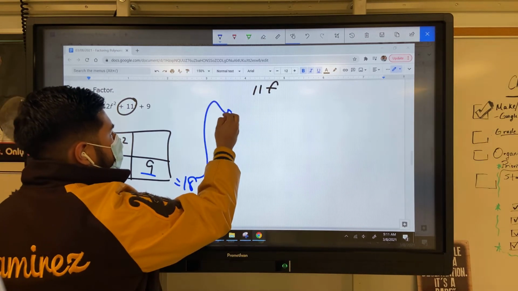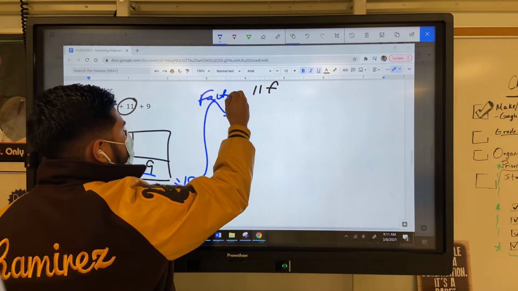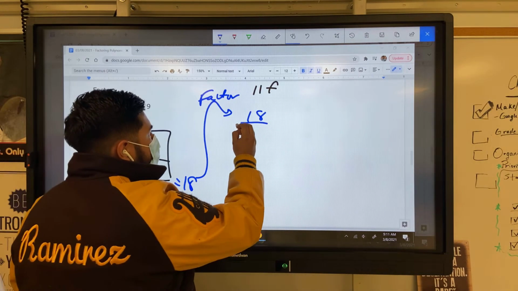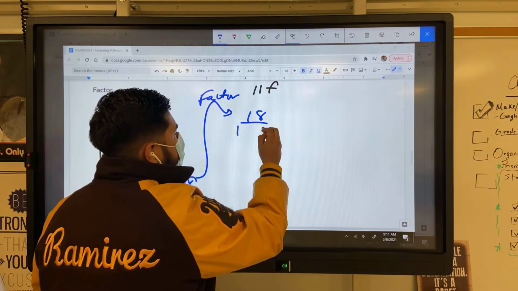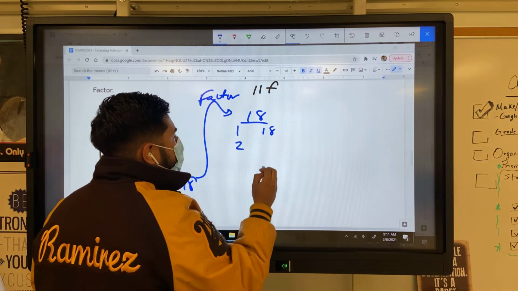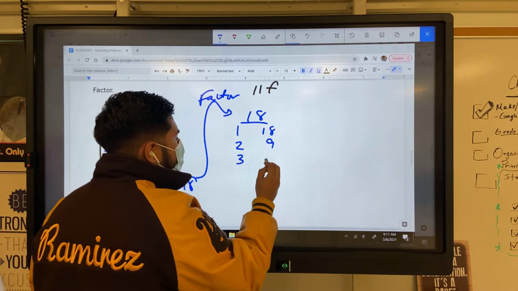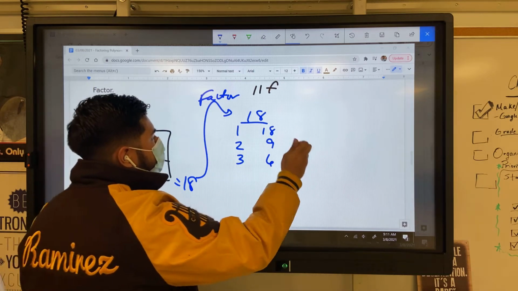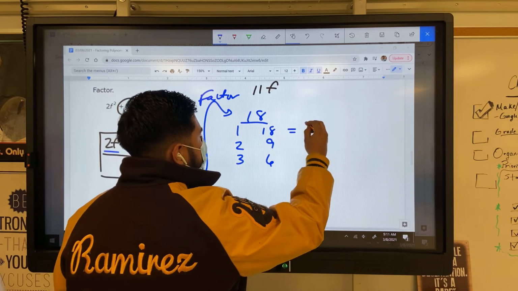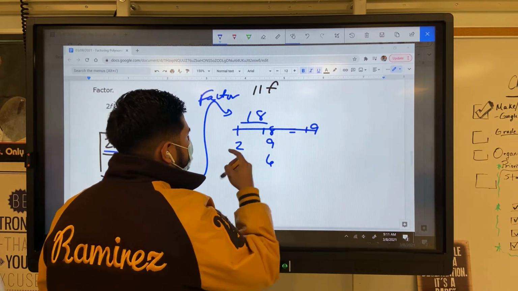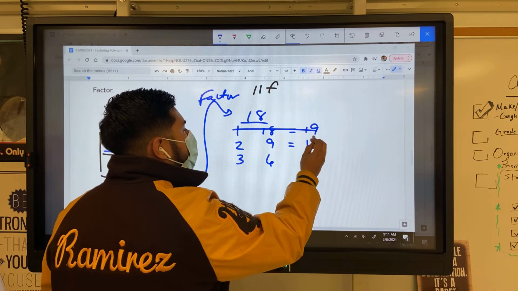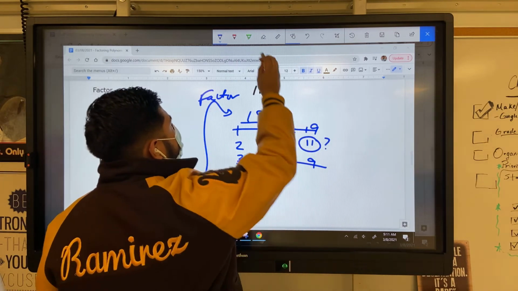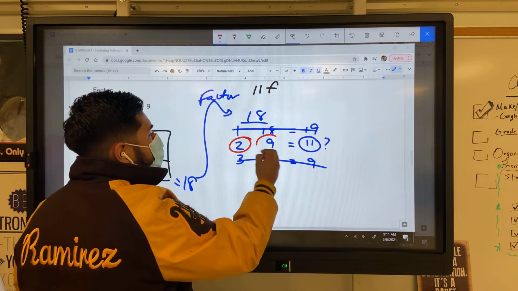18. Factors of 18. Everything stays positive, so we should be all right. 1 and 18. 2 and 9. 3 and 6. 4, no. 5, no. 6 is right there. Everything's positive, so now we add across. 1 plus 18, 19. That's not it. 2 plus 9, 11. That's a possibility. 3 plus 6, 9. Got our factors, 2 and 9.